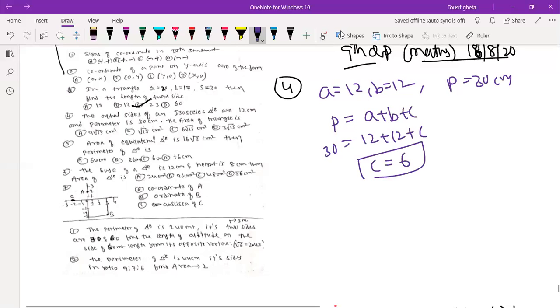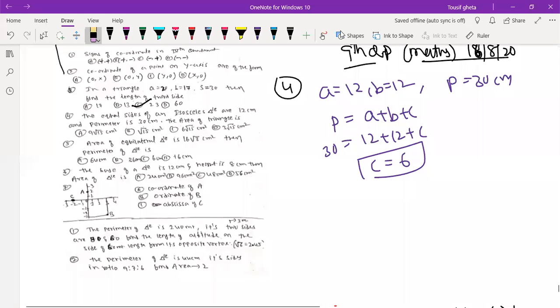I know the area of an equilateral triangle, already I know the formula, root 3 a square by 4. Sorry, this is an isosceles triangle, so I need to use the formula method here. It is not an equilateral triangle, it is an isosceles triangle. So let us find the semi-perimeter, which is perimeter by 2. 30 by 2 will get 15.